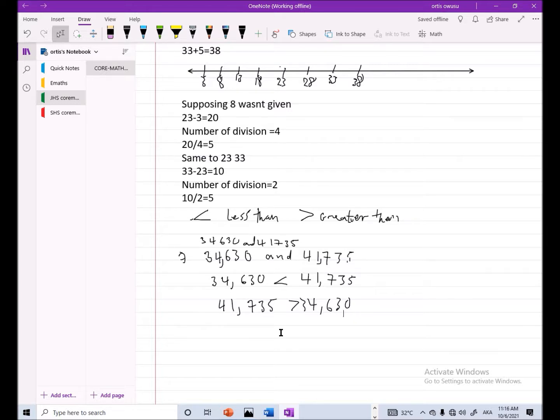Okay, so ascending order, descending order, the same thing. If we look at the figures, as we've gone through them very well, this is ascending order, this is descending order. Ascending order means from lowest to highest, and descending order is from highest to lowest. I hope you are getting it.